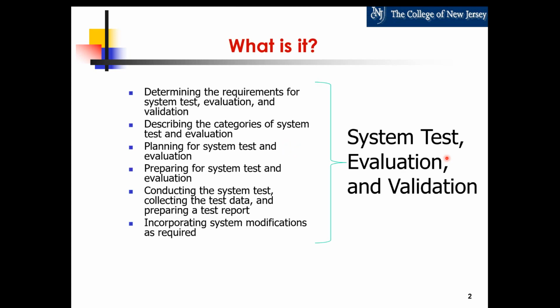So the things that we're going to cover in this chapter are the following. We're going to be talking about how do we determine the requirements for the system test, evaluation, and validation. And we also are going to be describing the different categories of system tests. How do we plan for it, how we prepare for it, how we think about all the things that we need so these activities go smoothly, as well as actually conducting the test and collecting data. We're going to talk a little bit about the different reports. And then we're going to end the chapter giving you an example of a corrective action loop if there are system modifications that are required as an outcome of the different tests.